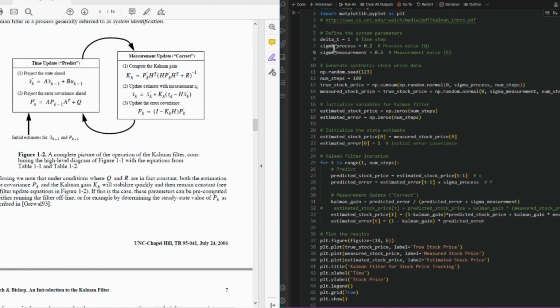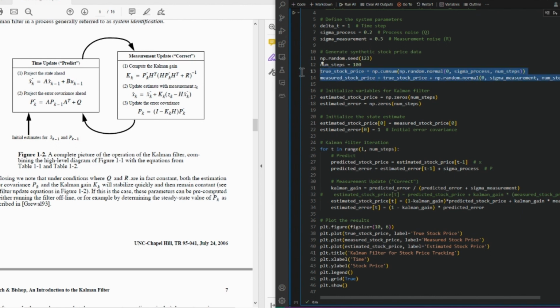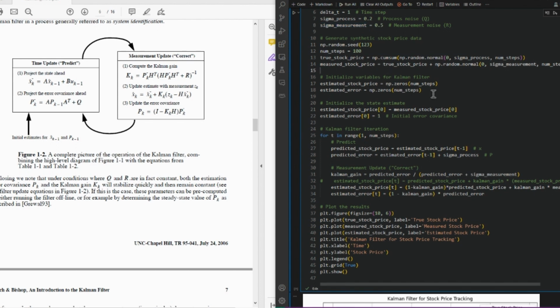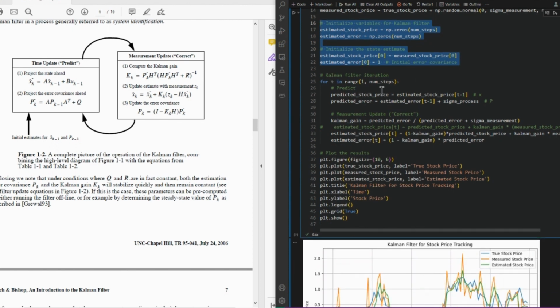So process noise is represented by Q in this notation. Measurement noise is represented by R in this diagram. We call it sigma measurement and sigma process. Further, we generate some data that we will try to estimate, and then we introduce some noise based on measurement sigma into that. Then we initialize some of the variables, which is not very important. Let's go right into the Kalman filter.